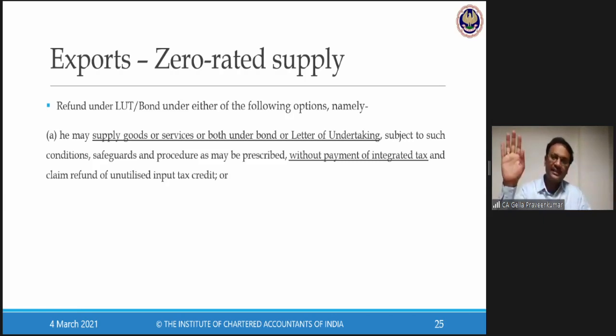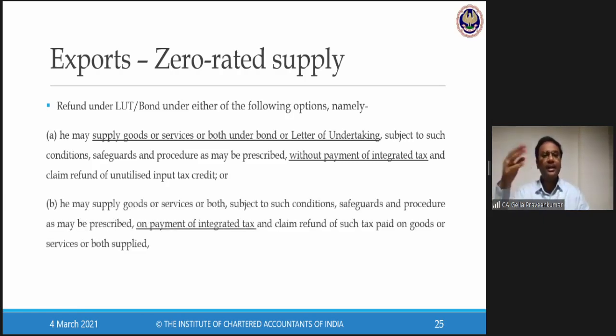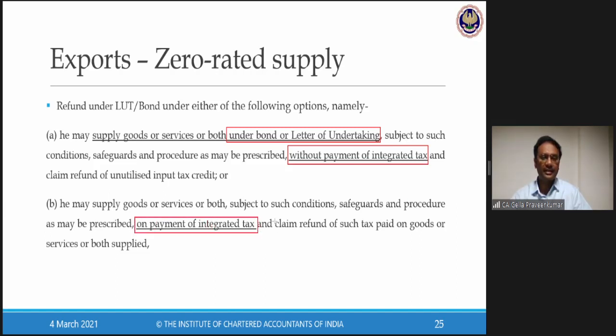When I say not to pay IGST, it requires compulsorily obtaining an LUT or bond. Or he may supply goods or services or both, subject to such conditions, safeguards and procedures as may be prescribed, on payment of integrated tax. Now here, I draw your attention to this term, under bond or LUT, without payment of integrated tax. Similarly, on payment of integrated tax and claim refund of such tax paid.